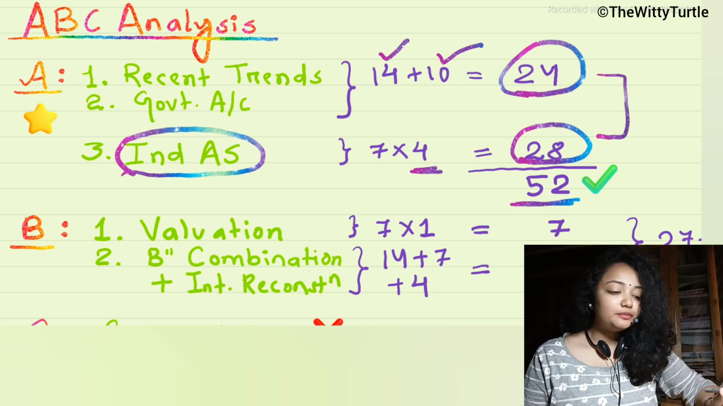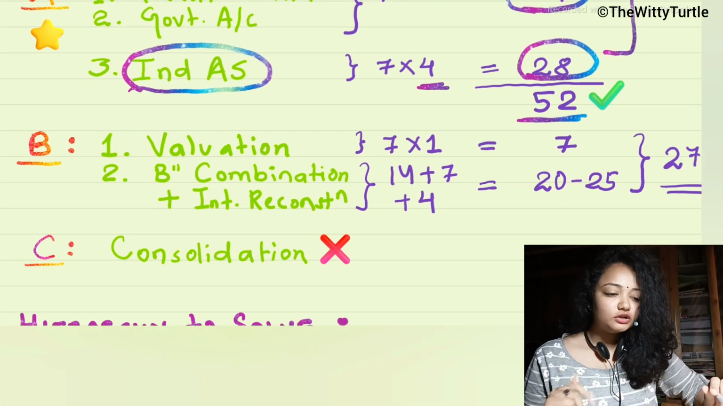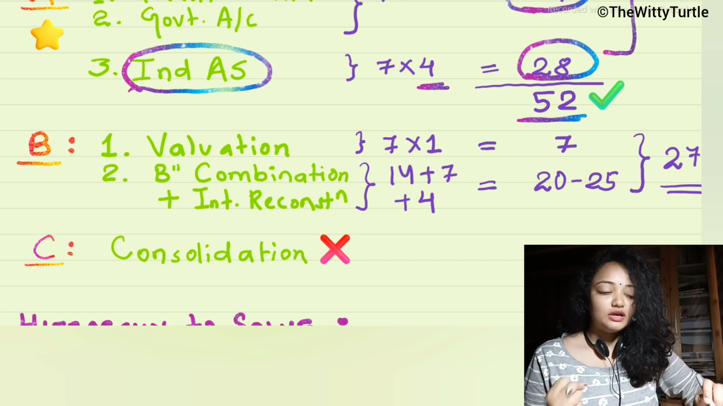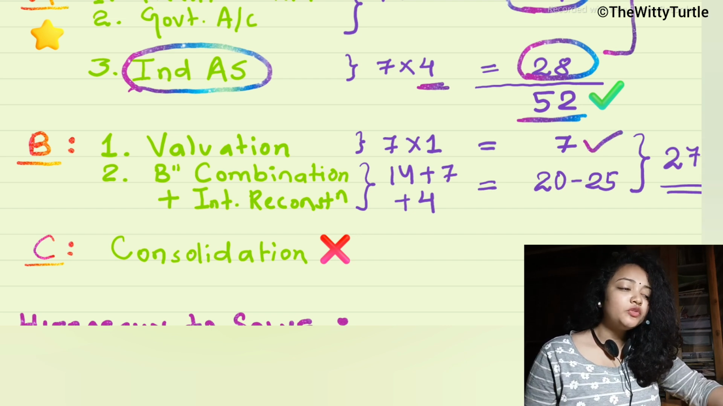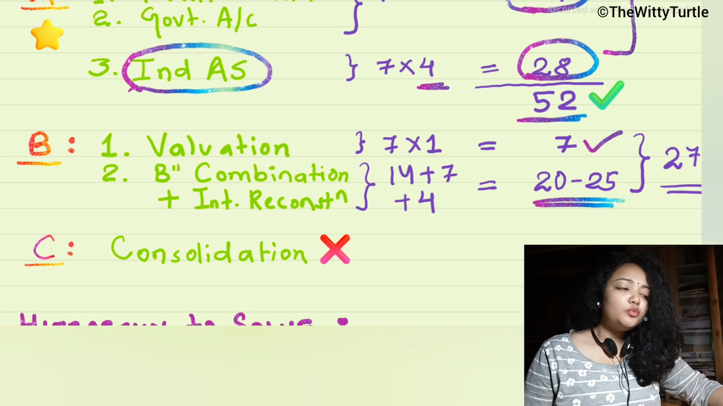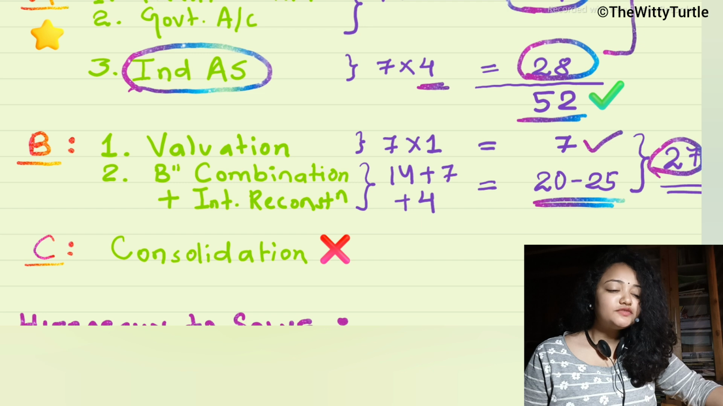Now, what are the B category chapters? Definitely, it would be valuation, because you're getting one question from valuation for sure. And secondly, it would be business combination and internal reconstruction. So, from valuation, you're getting 7 marks, and from business combination and internal reconstruction, you are getting approximately 20 to 25 marks, or we can say 18 to 25 marks. That would be a better appropriation. So you're getting 27 to 32 marks in B category chapters.